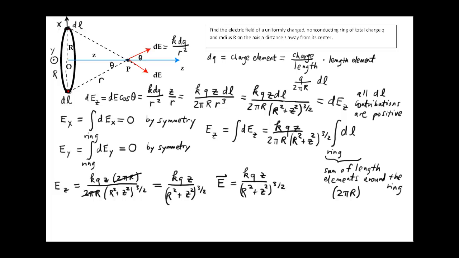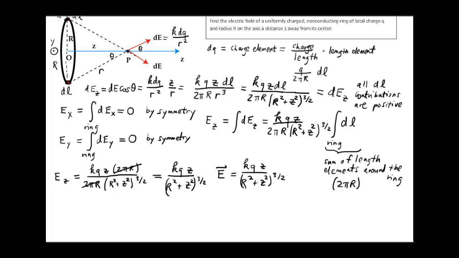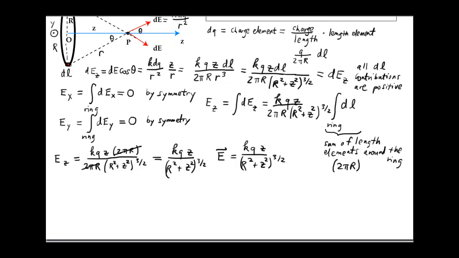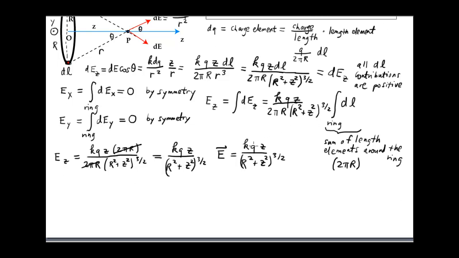And now what can we do? Can we test this answer? Because in class I've talked about checking your answer to see if it makes sense. First, let's check the units. The units of E are always the Coulomb constant times a charge divided by a length squared. In this case we've got the k, the q, and a length in the numerator divided by a length squared to the 3 halves, or a length cubed in the denominator.